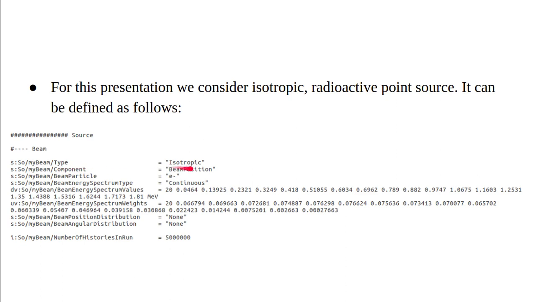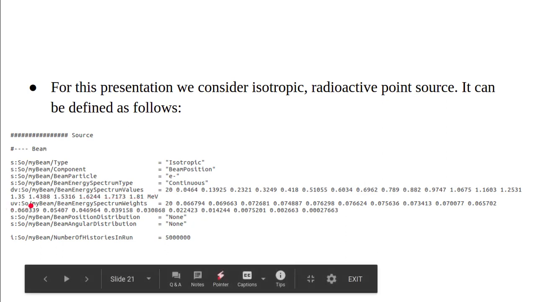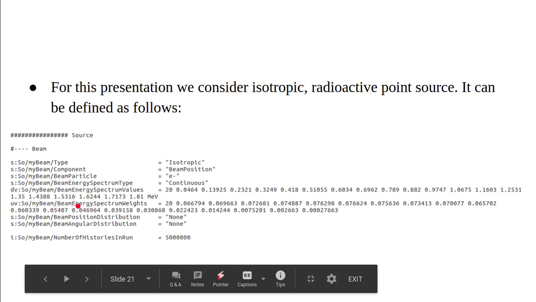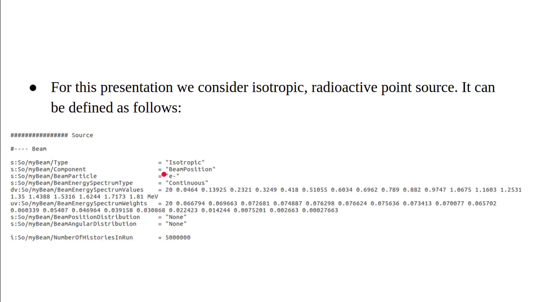The type of source we want to use is isotropic, component is beam position, particle type, beam particle is electron. We want to use an energy spectrum of type continuous. We have a double vector of beam energy values. There are 20 values, and the unit is MeV. Then we have weights, which are unsigned, so they don't have any unit. There are 20 weights, and U is basically for the cases where we don't have units. That's it that you have to do to define your source.